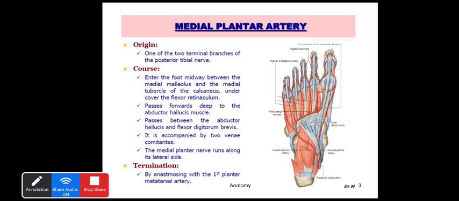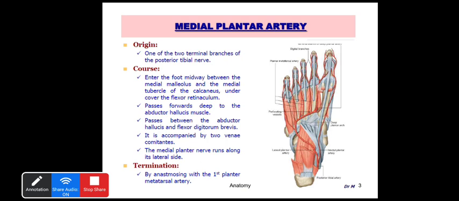The posterior tibial artery bifurcates into the medial plantar and lateral plantar arteries. Coming to the medial plantar artery, it arises from the posterior tibial artery, one of the two terminal branches of the posterior tibial artery, the medial plantar and lateral plantar. There is a small correction in this slide: it is not nerve, it is posterior tibial artery.